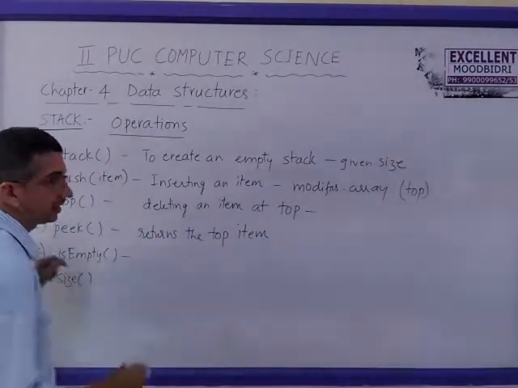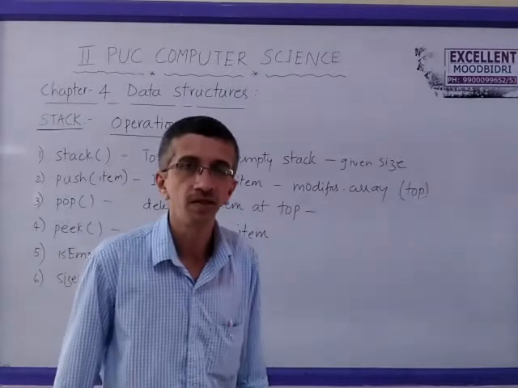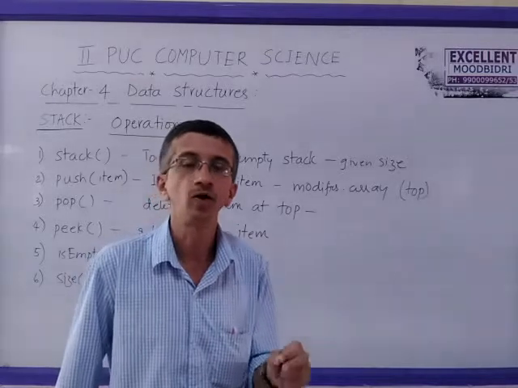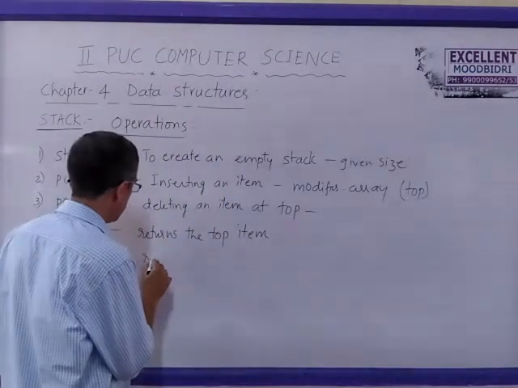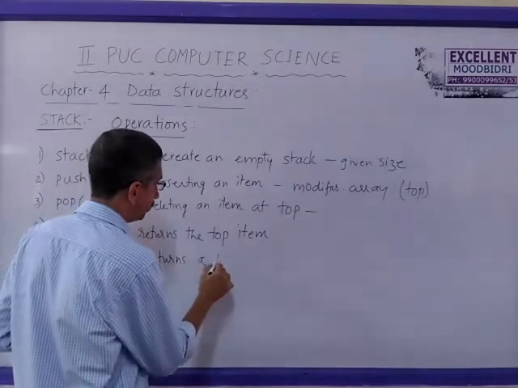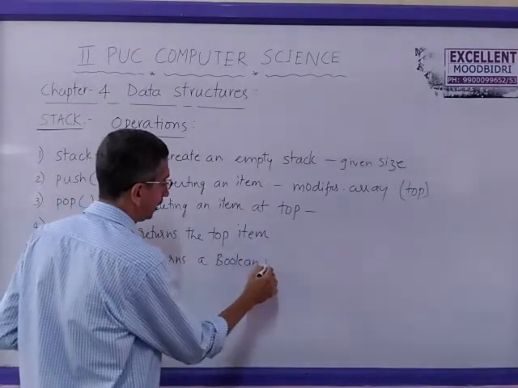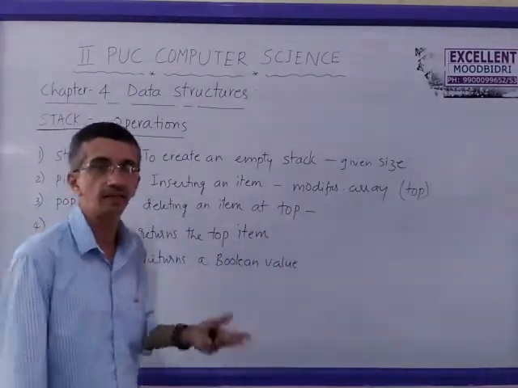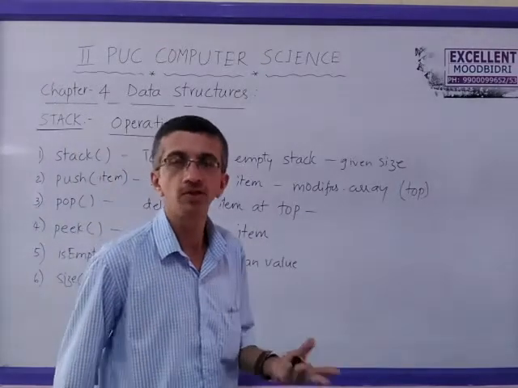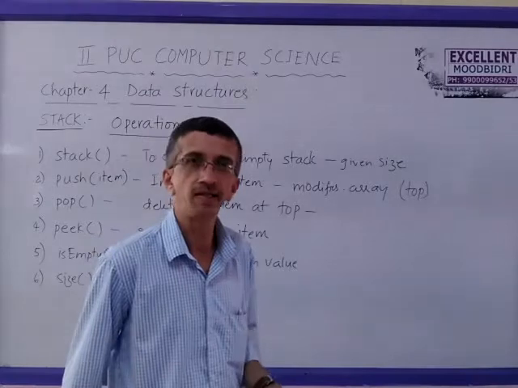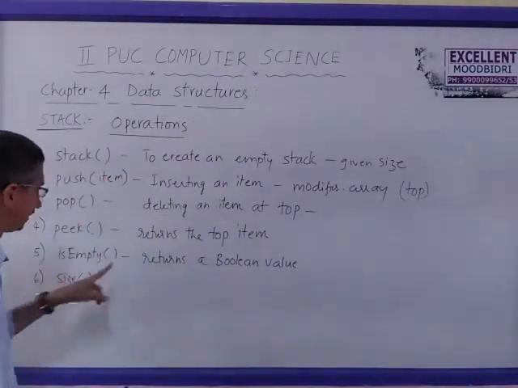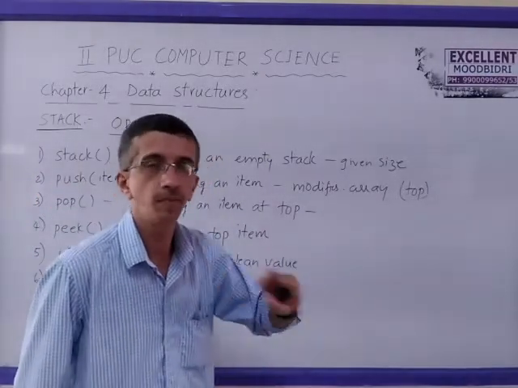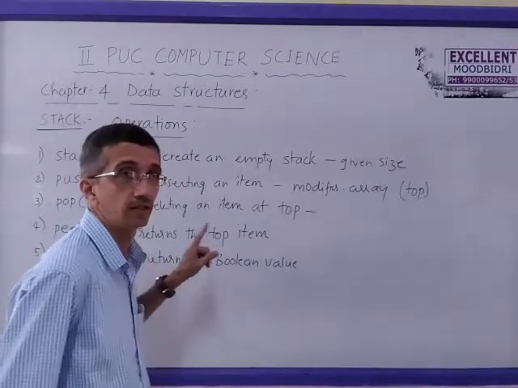Next, isEmpty. Usually, isEmpty is a check type of operation which is used at any point of time to check whether the stack is empty or not. Accordingly, it returns a Boolean value, yes or no. Right? Yes means it is empty. The stack is empty, the top item is not there so far. Of course, no item is present in the stack. In case it is not empty, maybe partially full, at least one item is there, or it may be completely full, in such case it returns false.